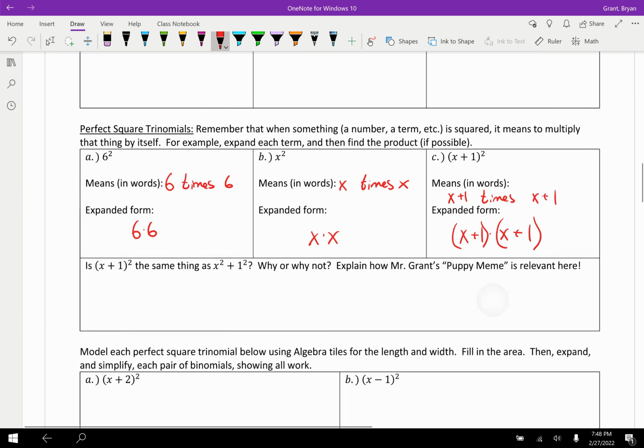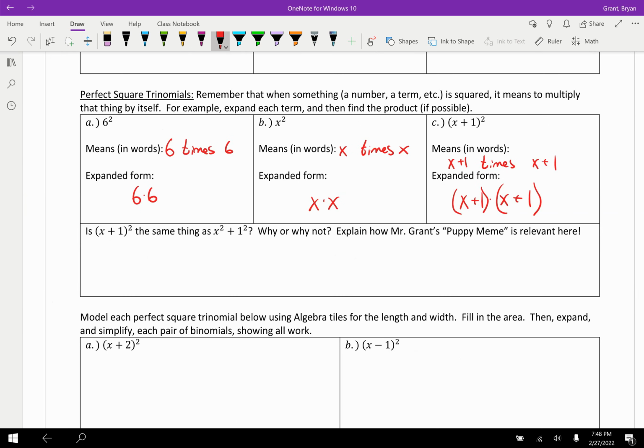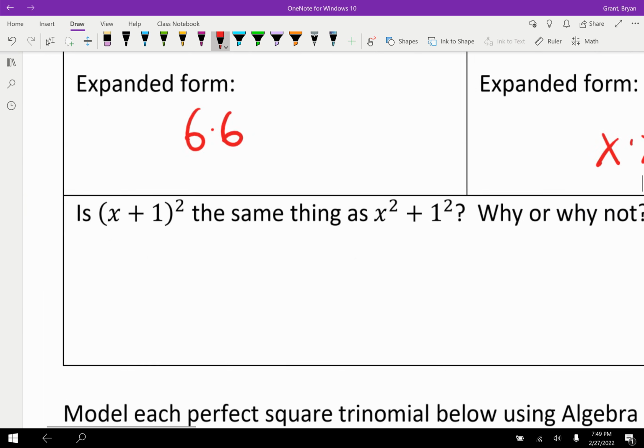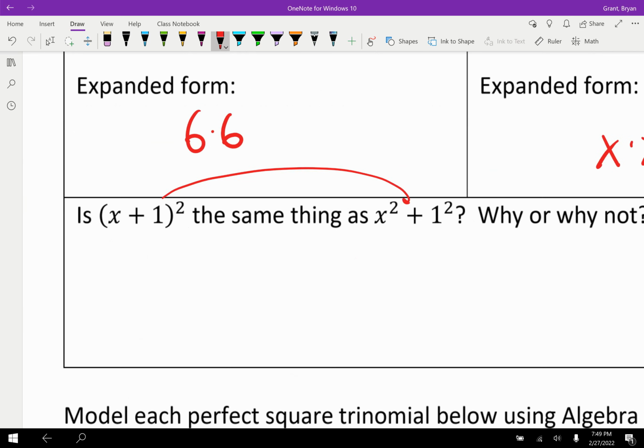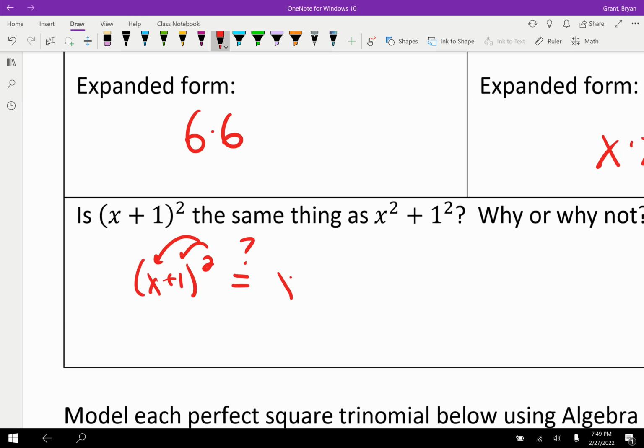Now, just a quick reminder, is x plus 1 squared the same thing as x squared plus 1 squared? I'm sure you can see how someone might think those are the same, right? The question they're really asking is, on x plus 1 squared, can you distribute the two? I'm going to put a little question mark here and say that that's equal to x squared plus 1 squared. Is that allowed?